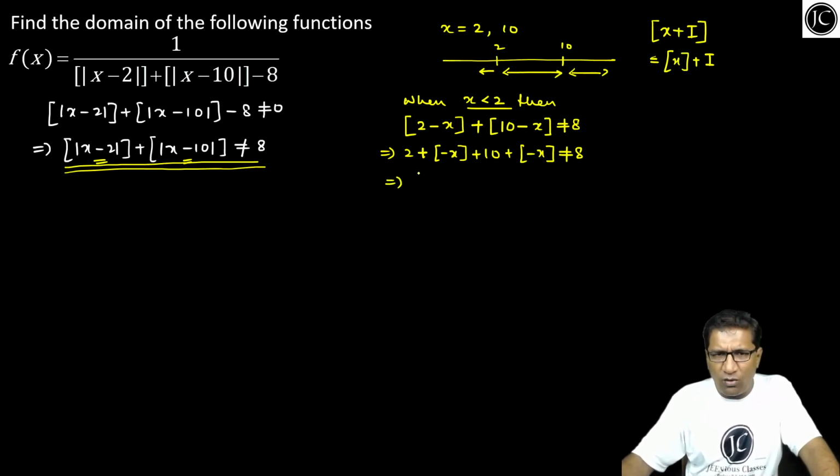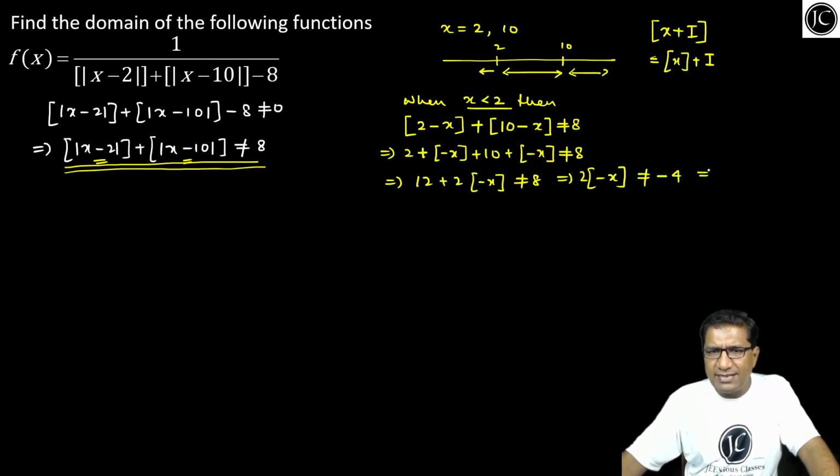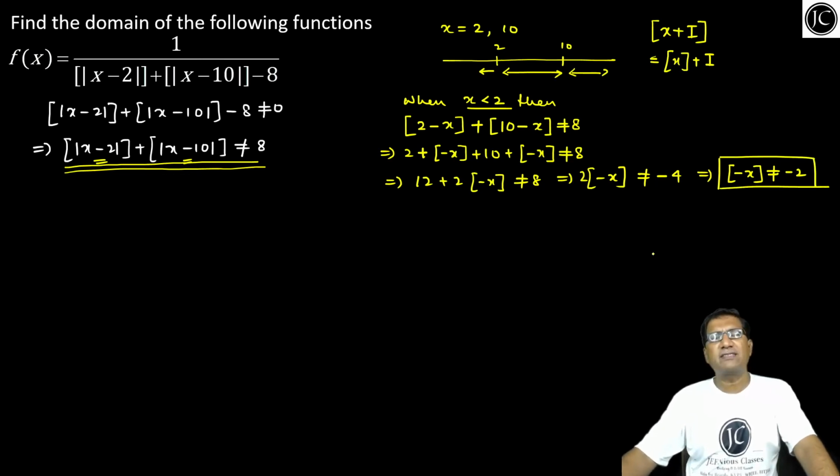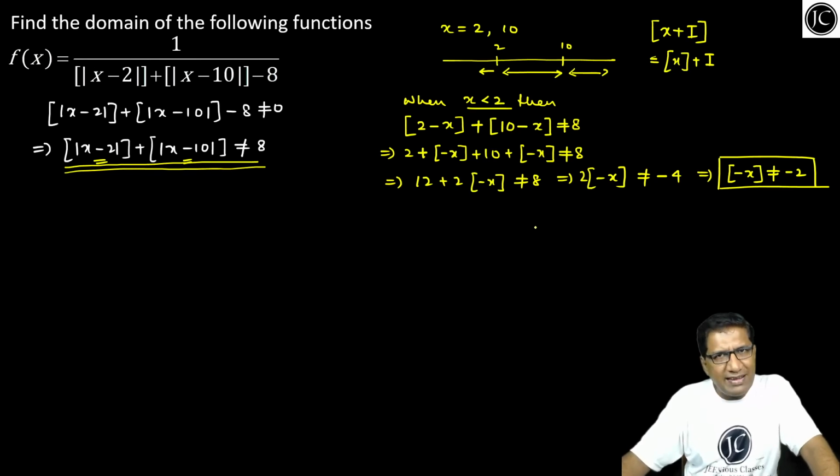अभी बच्चों यहां पर क्या हो रहा है, मतलब क्या आ रहे हैं, मतलब यहां से मुझे मिल रहे हैं [-x] is not equals to -2. [-x] is not equals to -2. Is it clear? इसका मतलब क्या हुआ, यहां पर क्या था, x is less than 2, और यहां पर मेरा क्या आ रहा है, [-x] is not equals to -2.